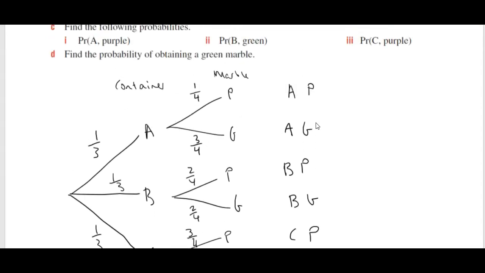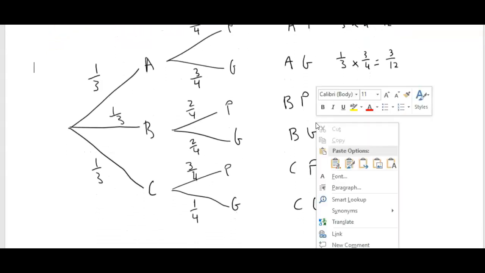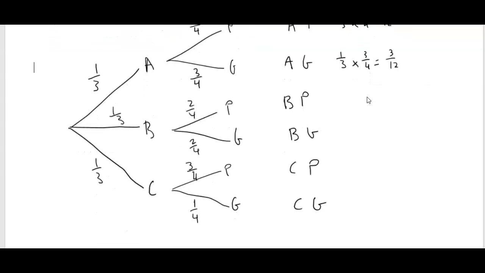And then your probabilities, you just multiply along your branches. So 1/3 times 1/4 equals 1/12. 1/3 times 3/4 is 3 over 12. And then 1/3 times 2/4 is 2/12. And this one's the same.